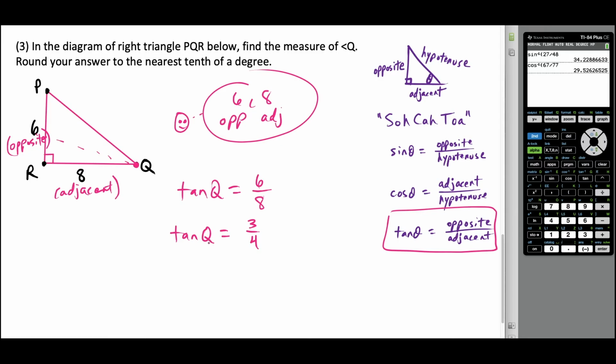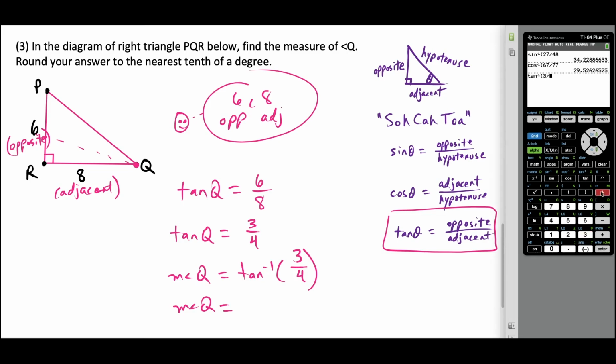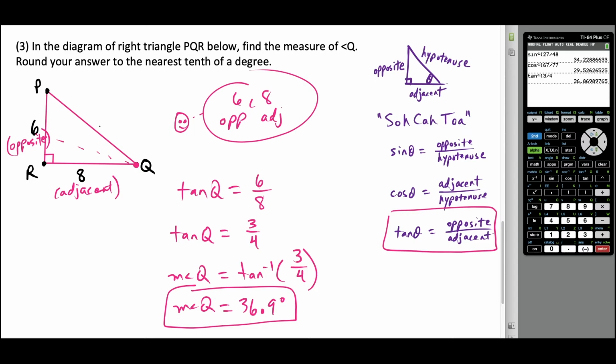So then when we want to solve for the measure of angle Q, which we use this notation here, remember this means the measure of angle Q is equal to, and to get rid of tangent, the opposite of tangent is tangent inverse. So we're doing tangent inverse of the ratio 3/4. And this is going to tell us the actual measure of angle Q. So let's just go ahead and punch this in. We have the measure of angle Q is equal to tangent inverse of 3/4. So now we're just going to round this to the nearest tenth, and 36.86, this tells us to round up to 36.9. So our final answer here, we have 36.9 degrees.